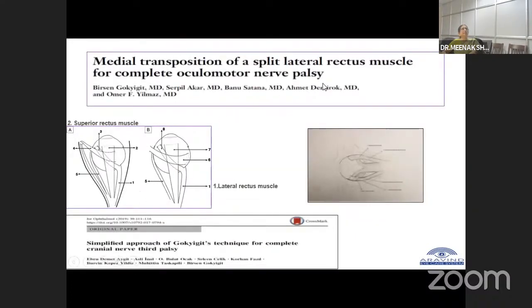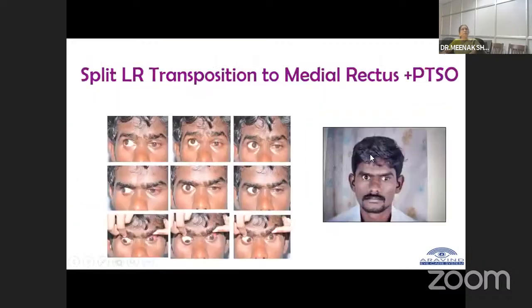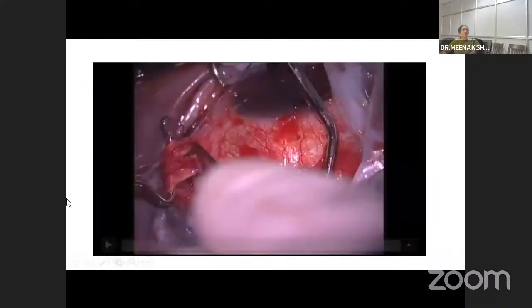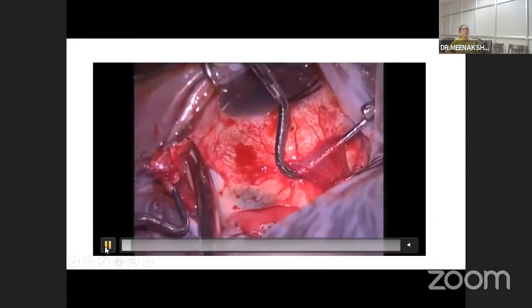For the split lateral rectus muscle in oculomotor palsy, a lot of variations are there. Even Dr. Rohit Saxena, in a recent article, has done a cross fixation of this. Here, this is a pre-op photo. It is a traumatic third nerve palsy, and you can see the pre-op and then the post-op picture where the eye is straight.